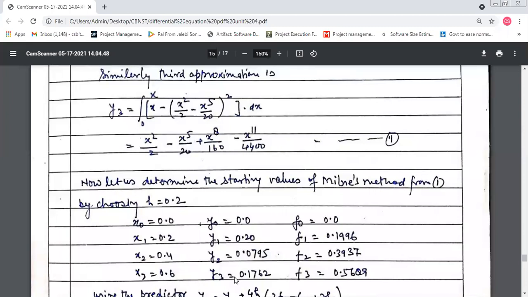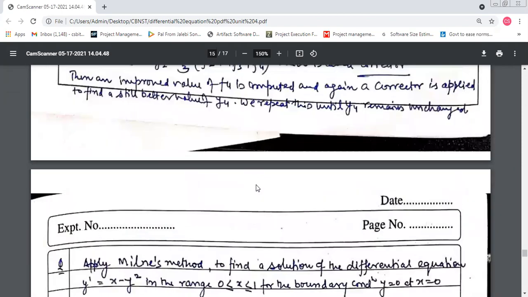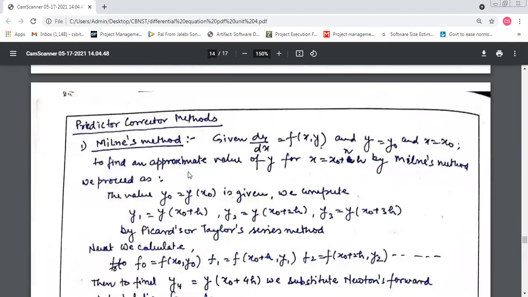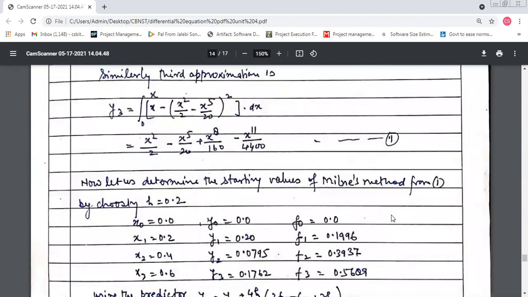x3 is equal to 0.6, y3 is equal to, how we are getting x3 and x1, x2, because we know x1 is equal to x0 plus h, x2 is equal to x0 plus 2h, x3 is equal to x0 plus 3h. Similarly, I have also shown you the value of y1: y1 is equal to y at x0 plus h, y2 is equal to y at x0 plus 2h, y3 is equal to y0 plus 3h. So in this way, once we know the values of x1, y1, we are able to get f1, f2 and f3.